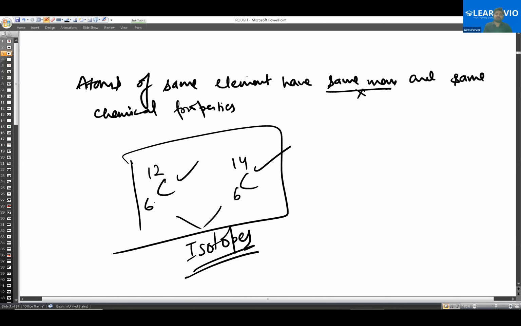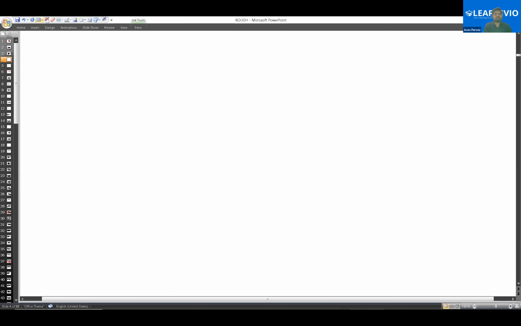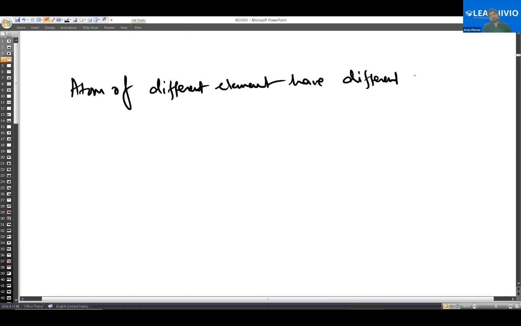The next postulate, after this postulate, it says atoms of different elements have different mass and different chemical properties. So again the half portion is correct, that different elements will have different chemical properties.